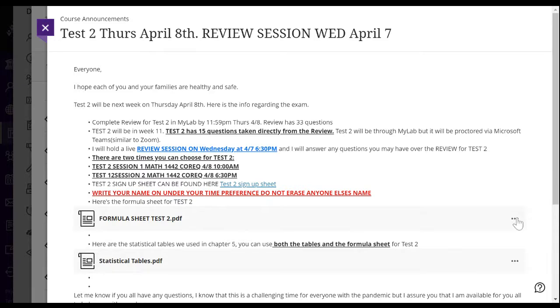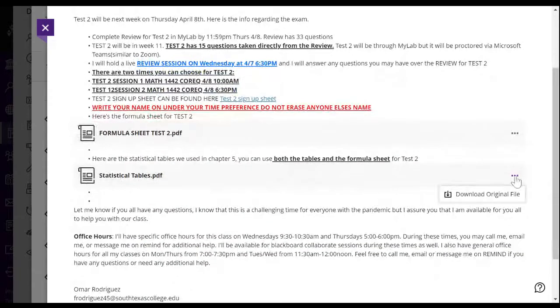And then your formula sheet will be right here, guys. You click on the little three dots and then click on download original file. And one last time, if you want the tables to use, you can download your file right here for the tables. It's up to you, right? You can use your calculator, you can use your tables. You're going to get the same answer either way. And then the last part, guys, 15 questions directly out of the review, okay? So the review had 33. I took slightly less than half. And those are the questions that I'm asking you.